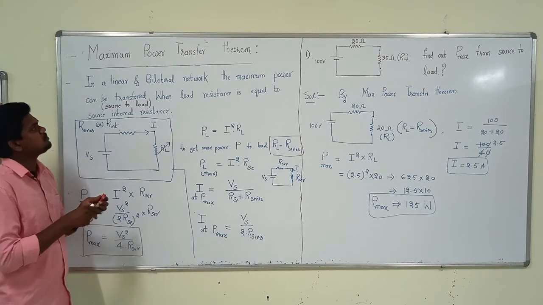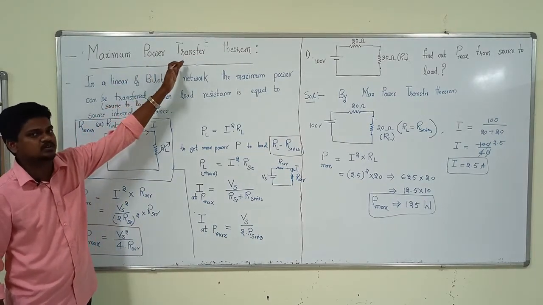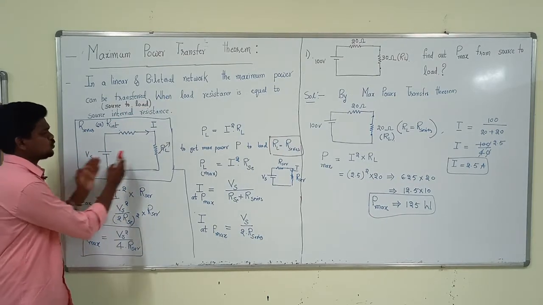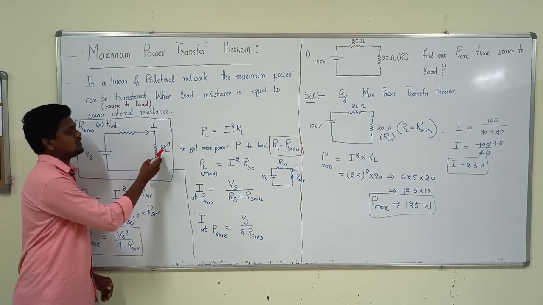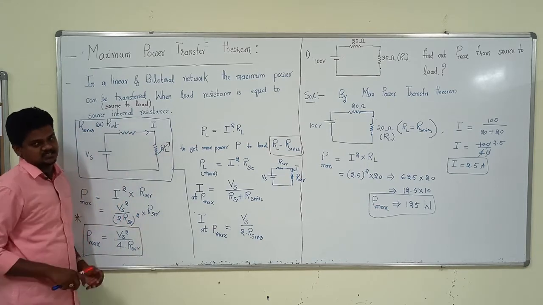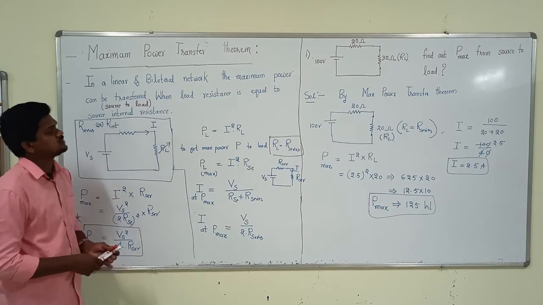Just remember the name itself: maximum power transfer. Power will be transferred from which part to which part? Power will be transferred from source to load. So what is the condition? When the load resistance is replaced by the source internal resistance or series resistance. This is about the maximum power transfer theorem.